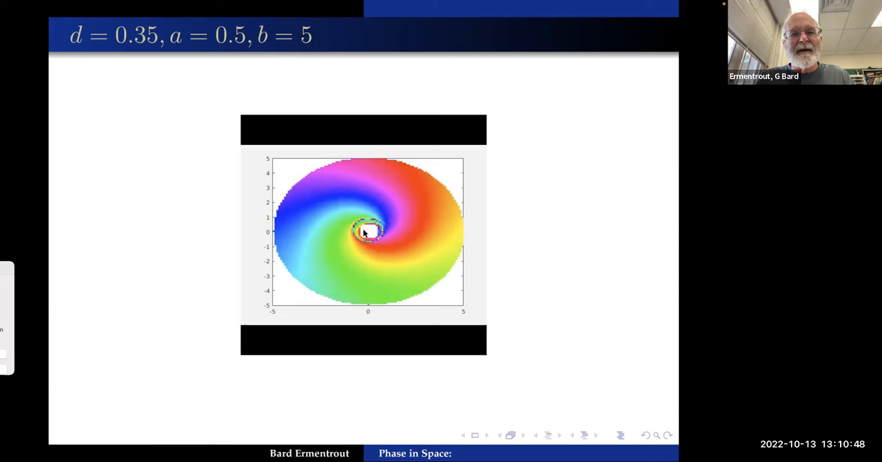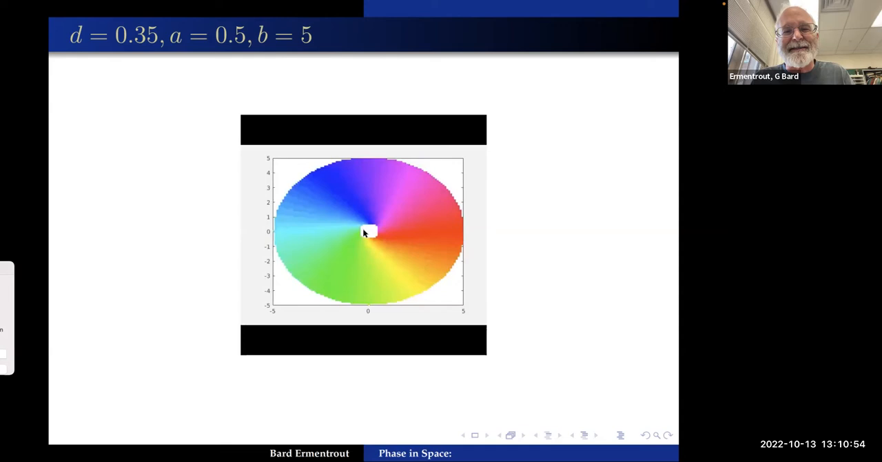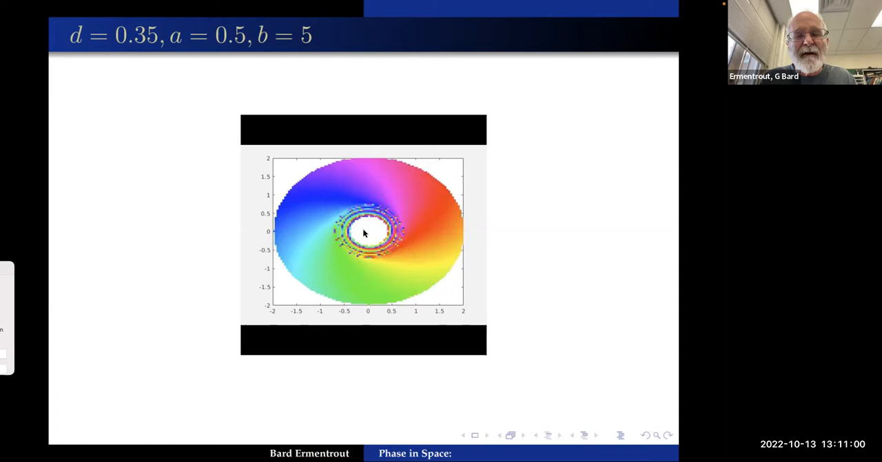What I've done here is, the top isn't changing. I don't know why that is. All right, and here's another example where, again, I get this asynchronous behavior in the middle, and it's going to break off and become synchronous.